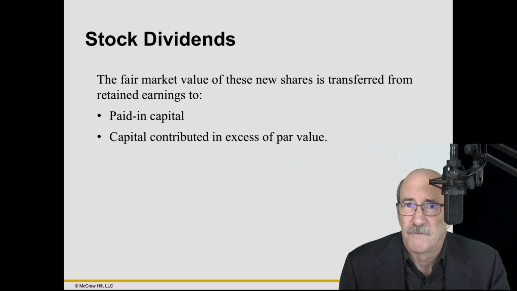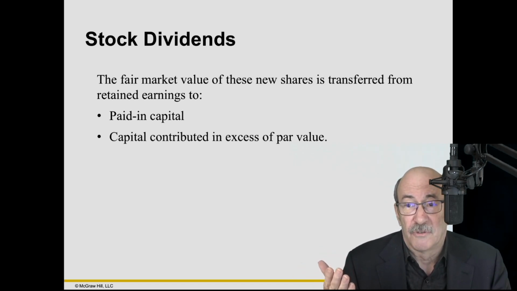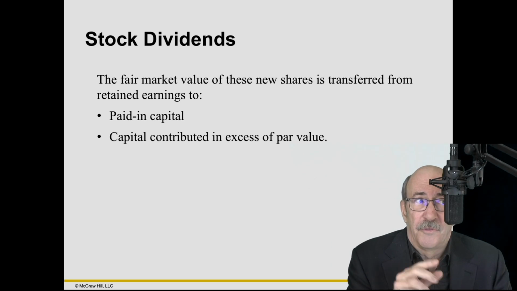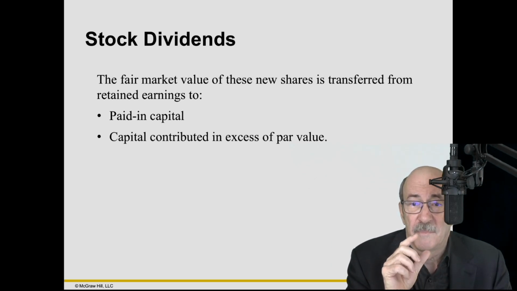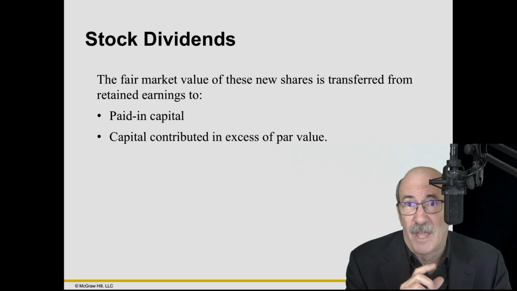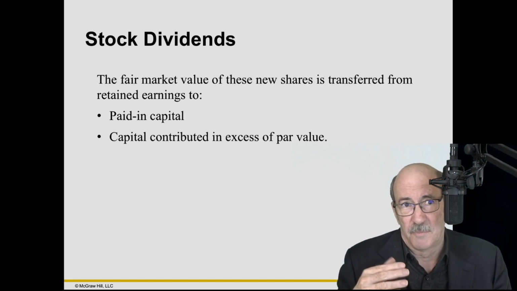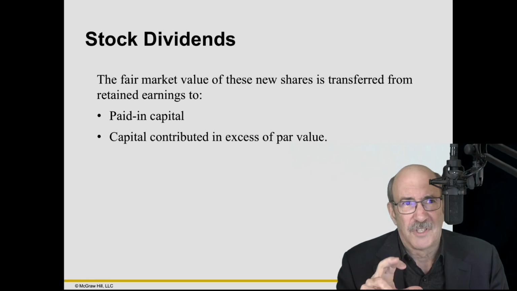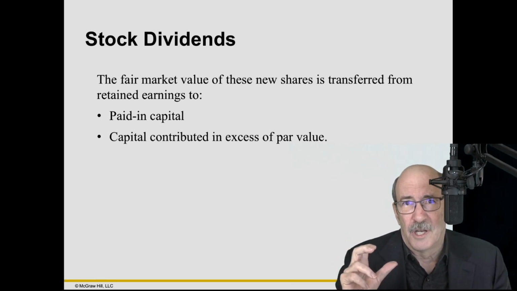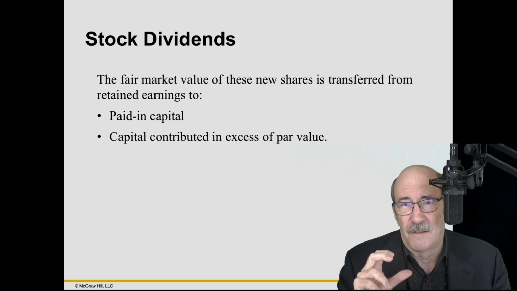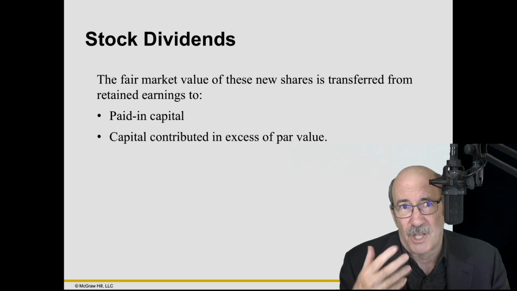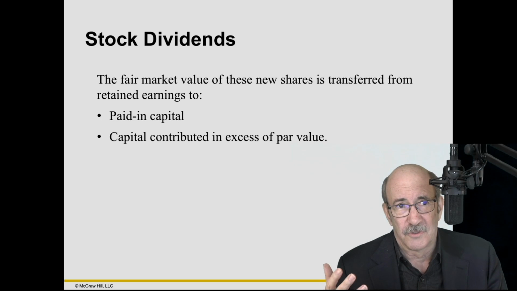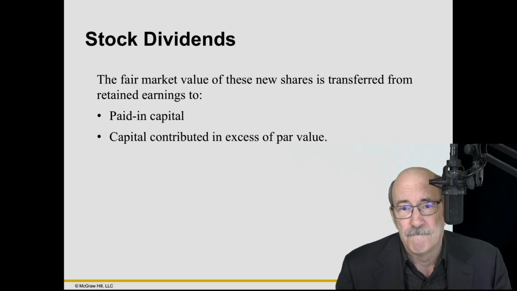Here's how they are accounted for on the balance sheet. Stock dividends are accounted for by moving capital from retained earnings into both the paid-in capital and the capital contributed in excess of par value. That first account is simply the par value account. Both of these together basically give you the total number of shares they've issued times the value of those shares when they sold them.